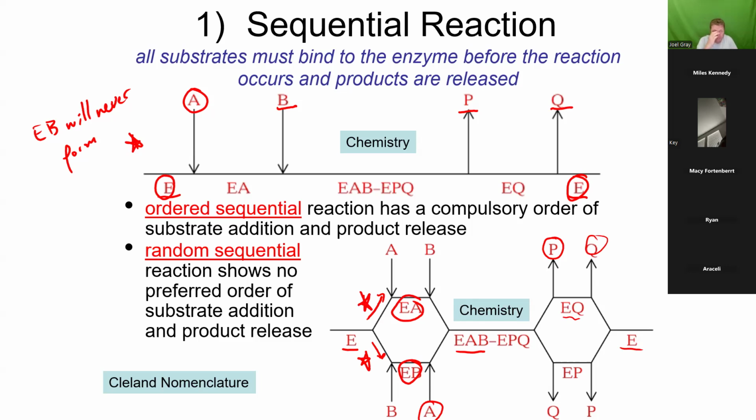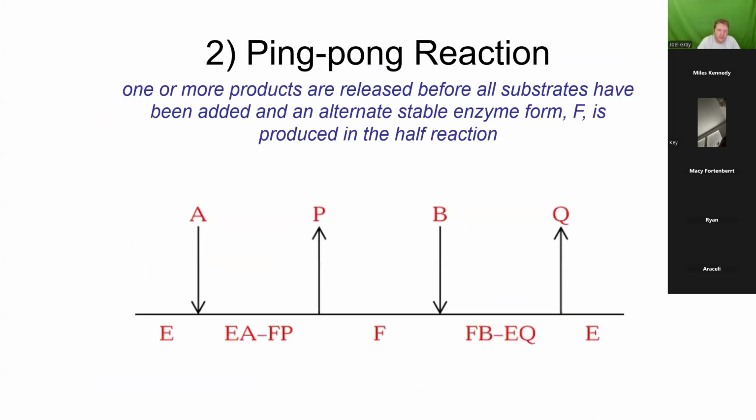Now, what that means is, that word random is very important for understanding this. You've got your ordered sequential reaction and your random sequential reaction. The next situation is known as a ping pong reaction. In a ping pong reaction, it gets a little bit complicated. So we'll read this and then we'll process it for a minute.